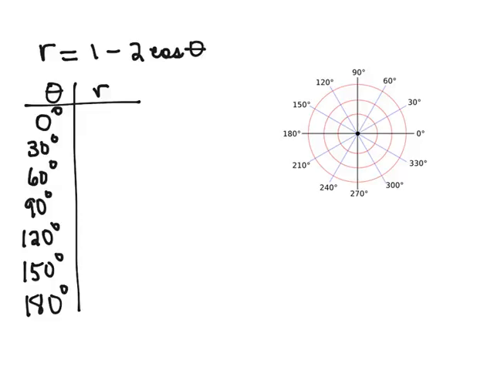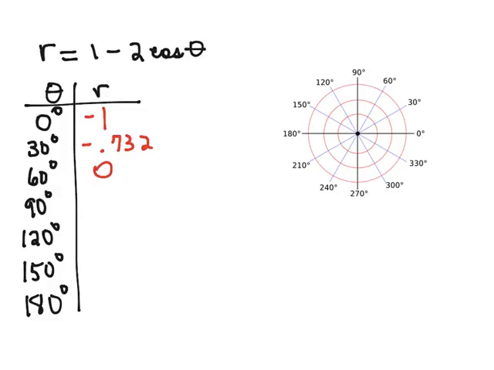To graph the polar equation r equals 1 minus 2 cosine theta, we can enter values for theta into our calculator and see what r turns out to be. So when we enter into our calculator 1 minus 2 times the cosine of 0, we get negative 1. And when we enter in 30 degrees to that equation, we get negative 0.732. When we enter in 60, we get 0.